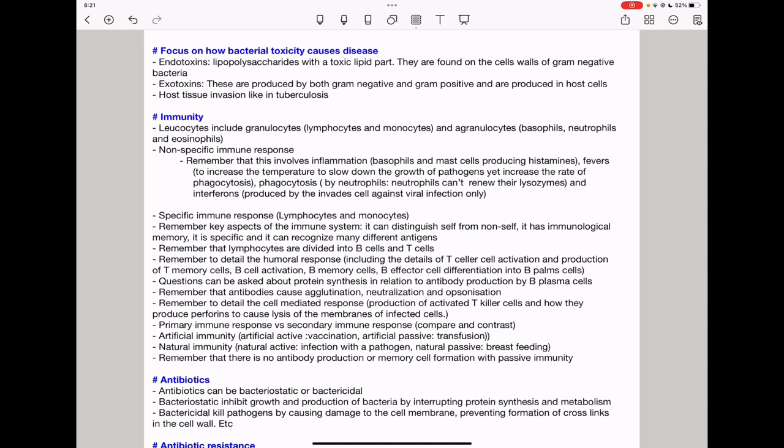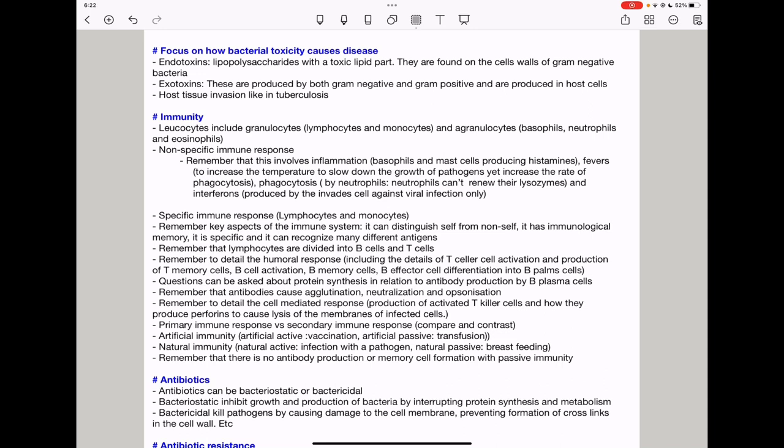When we go to immunity, you need to remember we have leukocytes, which include granulocytes as well as agranulocytes. Granulocytes have granules, and these include the lymphocytes as well as the monocytes. And the agranulocytes include the basophils, the neutrophils, and the eosinophils. On this note, they can ask you about non-specific immune response.